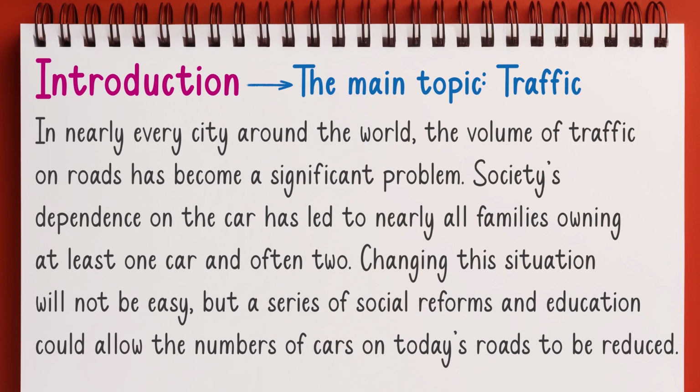So, by this thesis statement, the examiner, the reader will get to know that, all right, the first main body paragraph will be about social reforms, and the second main body paragraph will be related to education, that individuals should be educated in order to know how to reduce the number of cars on roads and streets, all right? Now, let's start writing our first body paragraph.